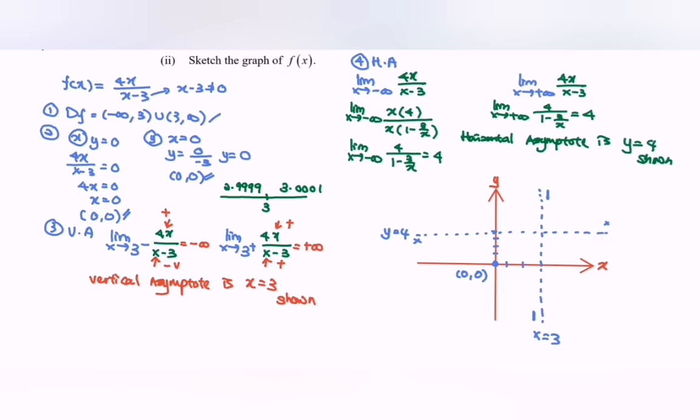So kindly sketch the graph. The graph is something like this. So that is the function f(x), where we have 4x over x minus 3. So we have listed out the x and y intercepts, vertical asymptote, horizontal asymptote, and points of intersection.